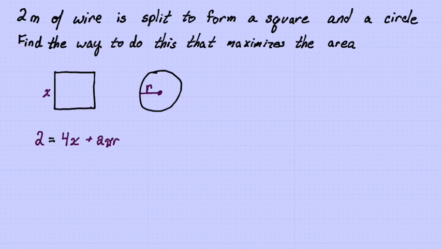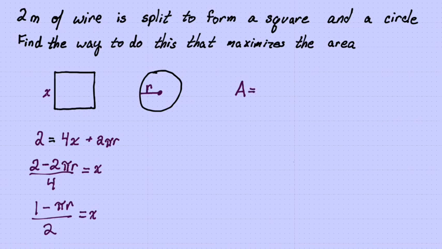And so 2 minus 2 pi r over 4 is equal to x. So 1 minus pi r over 2 is equal to x. So that's my constraint equation. And now my area equation is going to be x squared plus pi r squared.